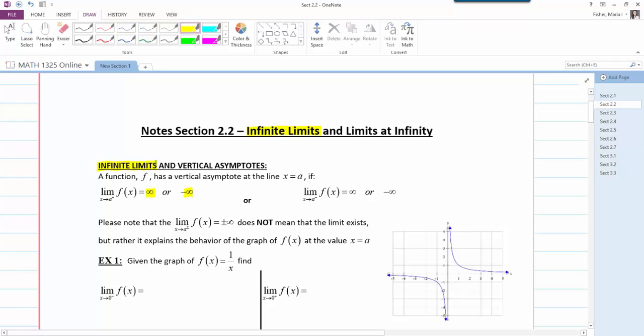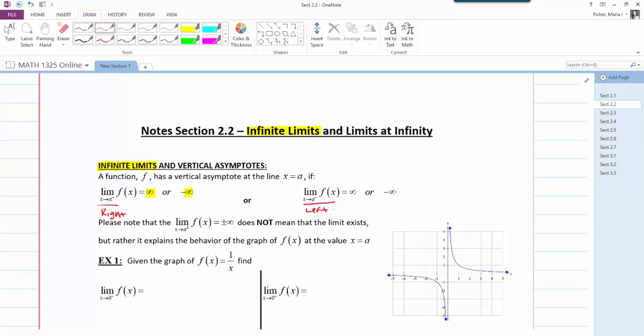And infinite limits kind of describe vertical asymptotes. So let's look at the relationship between infinite limits and vertical asymptotes. We say that a function f has a vertical asymptote at the line x equal a if we can show one of these things: either that the limit as x approaches a from the right of f of x is equal to positive or negative infinity, or the limit as x approaches a from the left of f of x is equal to positive or negative infinity.